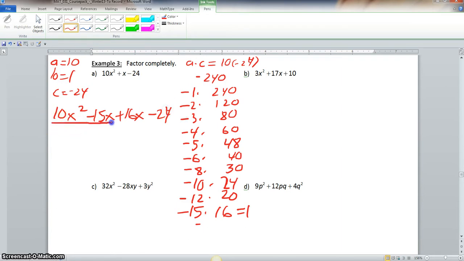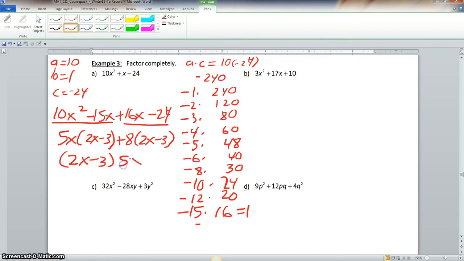Okay, now we group the first two values. We can factor out a 5x, and we'll be left with 2x minus 3. We group the second two values, 16x and 24, both have 8 in common. So that will leave 2x minus 3. So our final answer would be 2x minus 3 and 5x plus 8. And that is the final answer.